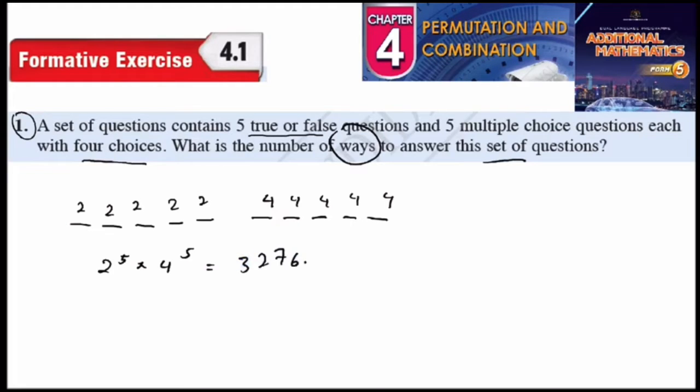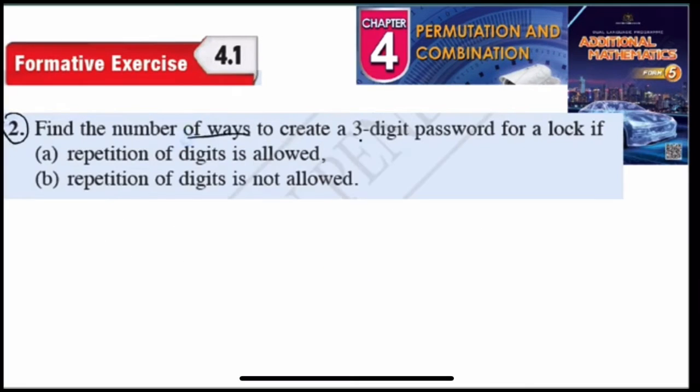So the answer, if you press a calculator, will be 32,768 ways for you to answer 5 true or false questions and 5 multiple choice questions with A, B, C, D. Let's proceed to question number 2.